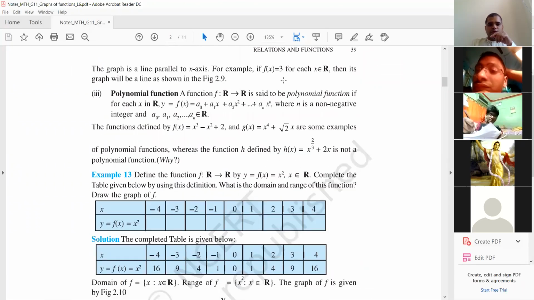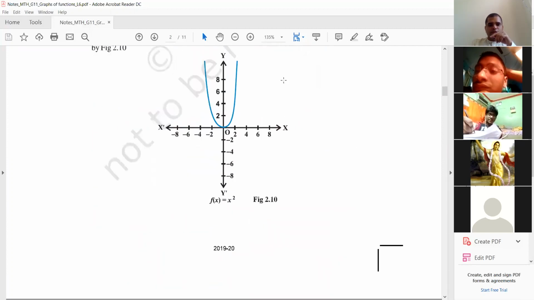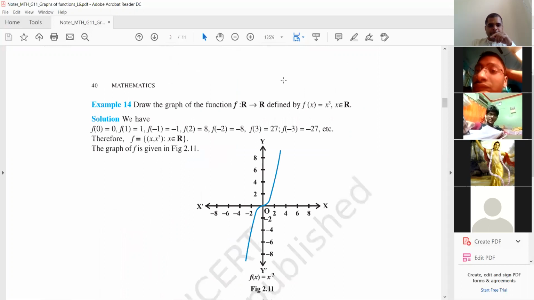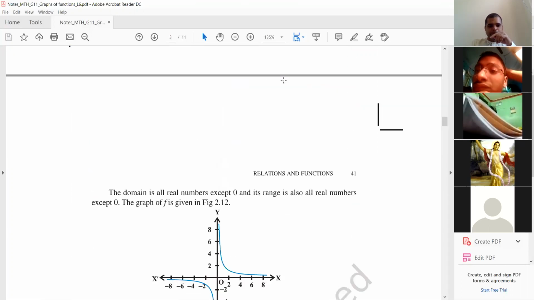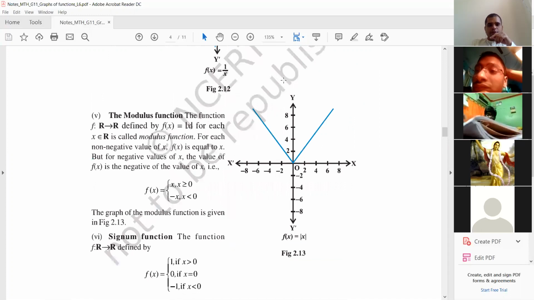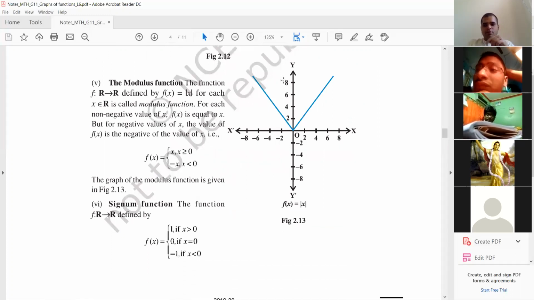Then we'll come to this function later on. First, I want to discuss another function, the modulus function. You see what is this modulus function? The modulus function is defined by f(x) is equal to mod x. I have explained this in the last class also. Modulus means that it returns the absolute value of x.